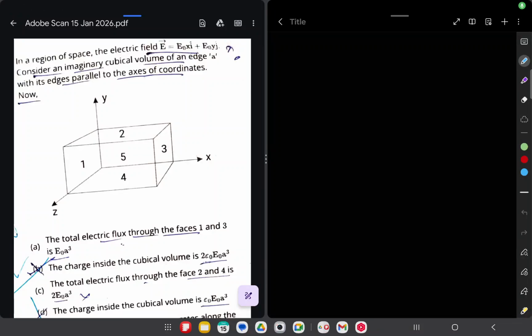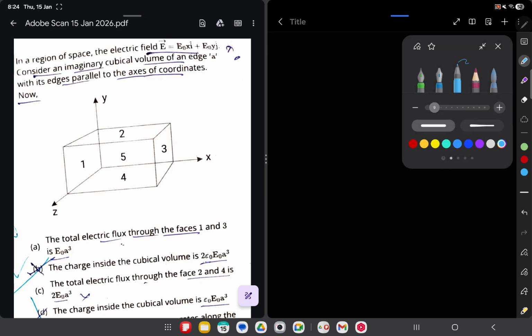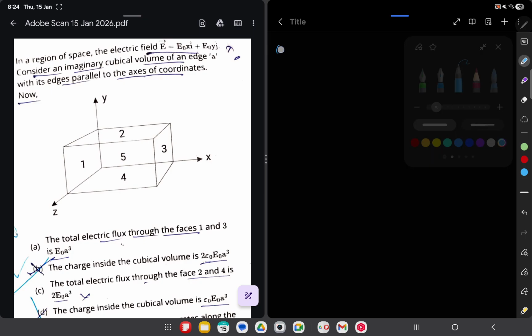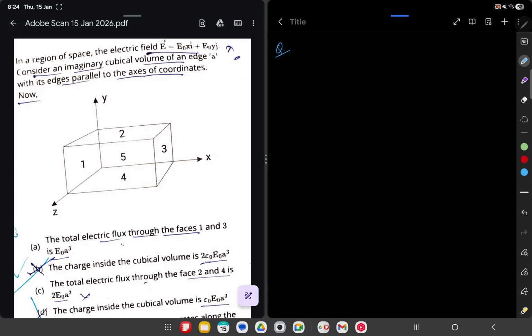Some questions for the upcoming JEE Mains. The first question is from electrostatics, Gauss's law. E is given as E naught x i cap plus E naught y j cap. You need to find the total flux or total charge inside the cubical volume.